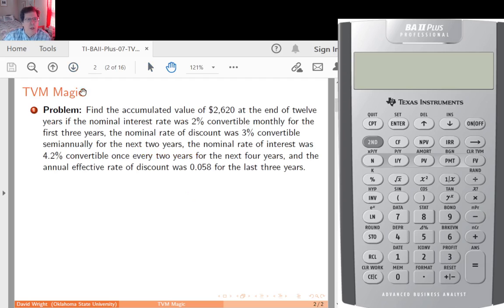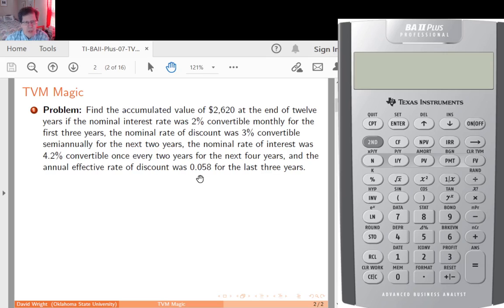So here's the problem. Find the accumulated value of $2,620 at the end of 12 years if the nominal interest rate was 2% convertible monthly for the first 3 years, the nominal rate of discount was 3% convertible semiannually for the next 2 years, and the nominal rate of interest was 4.2% convertible once every 2 years for the next 4 years, and the annual effective rate of discount was 0.058 for the last 3 years. Okay, well, that's a way of not saying 5.8%.